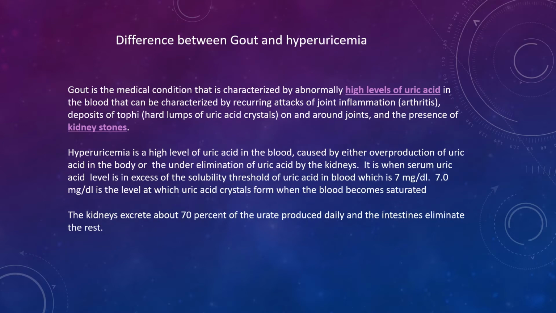Now, what's the difference between gout and hyperuricemia? Gout is a medical condition characterized by abnormally high levels of uric acid in the blood that can be characterized by recurring attacks of joint inflammation, tophi on and around joints, and the presence of kidney stones. Hyperuricemia, though, is the lab test in which there is a high level of uric acid in the blood caused by either overproduction of uric acid in the body or underelimination. It is when the serum uric acid is in excess of the solubility threshold of uric acid, which is about 7 milligrams per deciliter. That's the level at which uric acid crystals form when the blood becomes saturated.